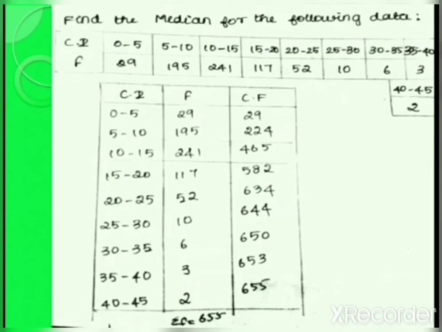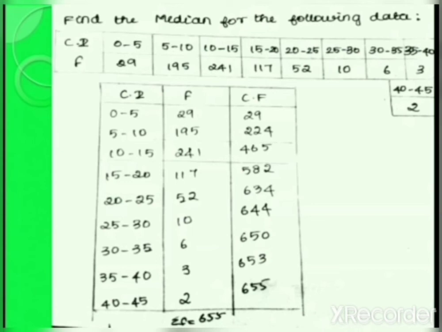Similarly, if you add the first four values in frequency, you will get 582, the first 5 values you will get 634, and the first 6 values you will get 644. If you add all the terms together, you will get the cumulative frequency. After finding cumulative frequency, you have to find summation f, which is your total frequency, 655. So you can check your last cumulative frequency value with your total frequency value.